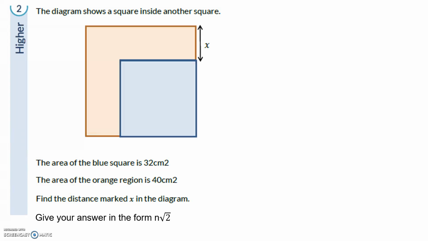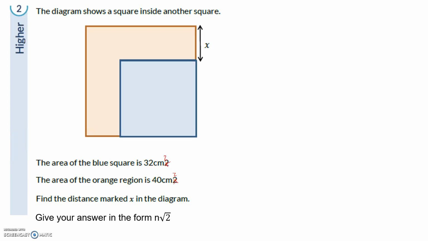Okay, higher tier question. The diagram shows a square inside another square. The area of the blue square is 32 square centimetres. Apologies, there should be a little superscript 2 there. The area of the orange region is 40 square centimetres. Find the distance marked x in the diagram. Give your answer in the form n root 2. Like the last one, there are lots and lots of ways to do this. Some of them are easier than others, so we'll go through the most straightforward one.